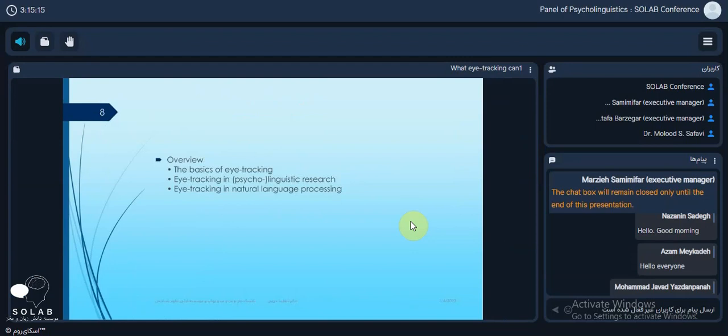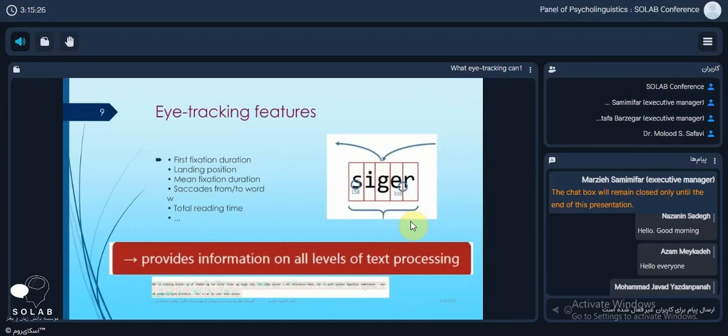If I want to speak about the basics of eye tracking in psycholinguistics and eye tracking in natural language processing, what should we know? I should mention here, eye tracking is an instrument with an infrared camera. We can talk about the details of the instrument in a long workshop. But in short, I just mention what happens in reading, and you can design the task, your study, your thesis, and so on.